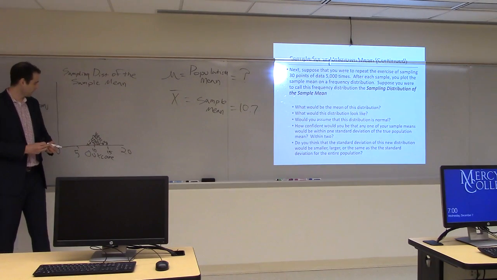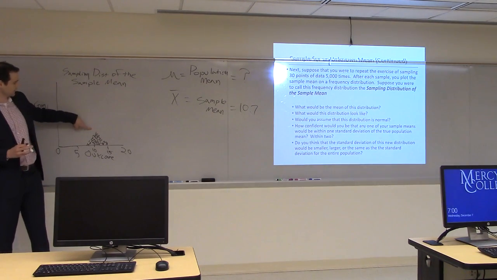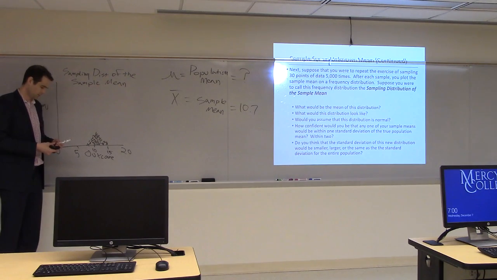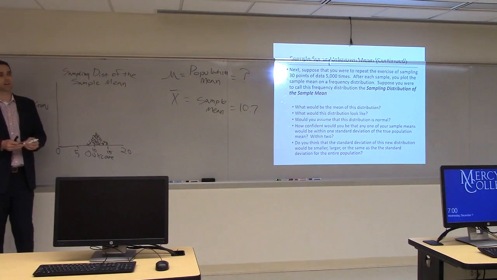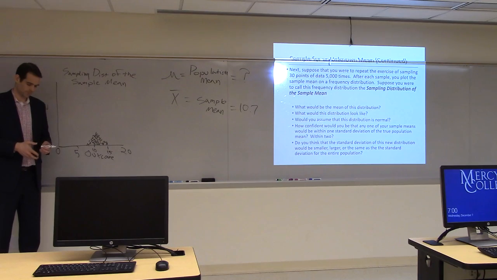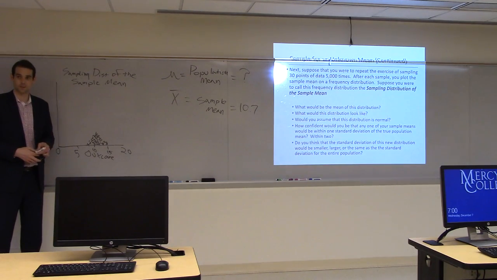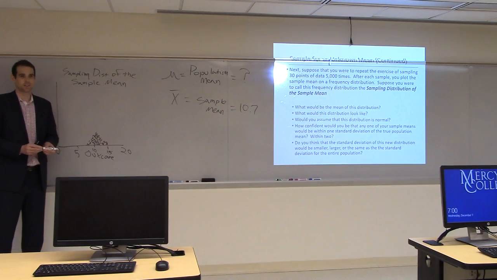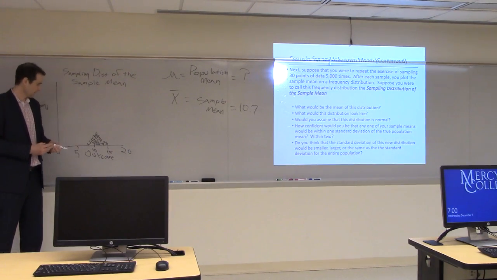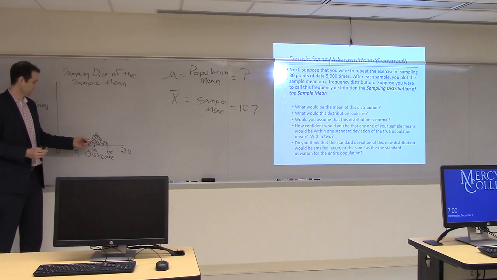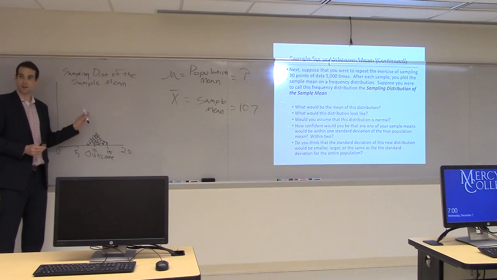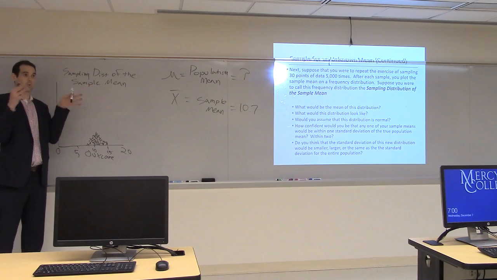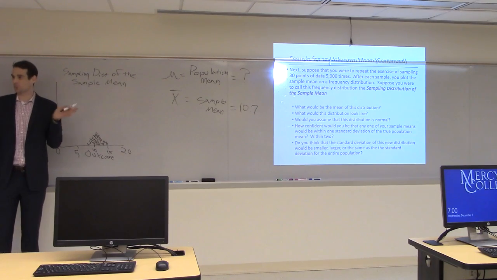Alright, so our most common outcome, Lisa, is going to be what? 10. Why is our most common outcome going to be 10? Tell me why. Because that's the real answer. That is the population mean of 10. So most commonly we're going to get the right answer.